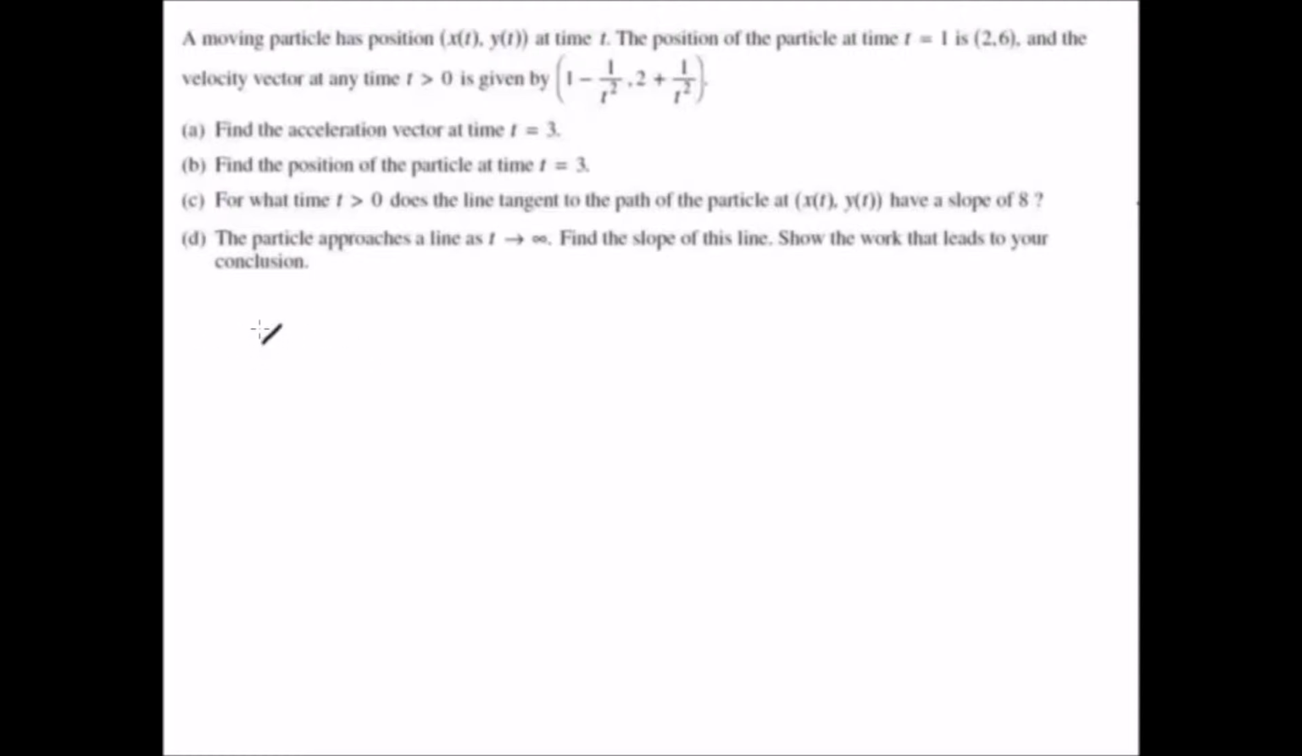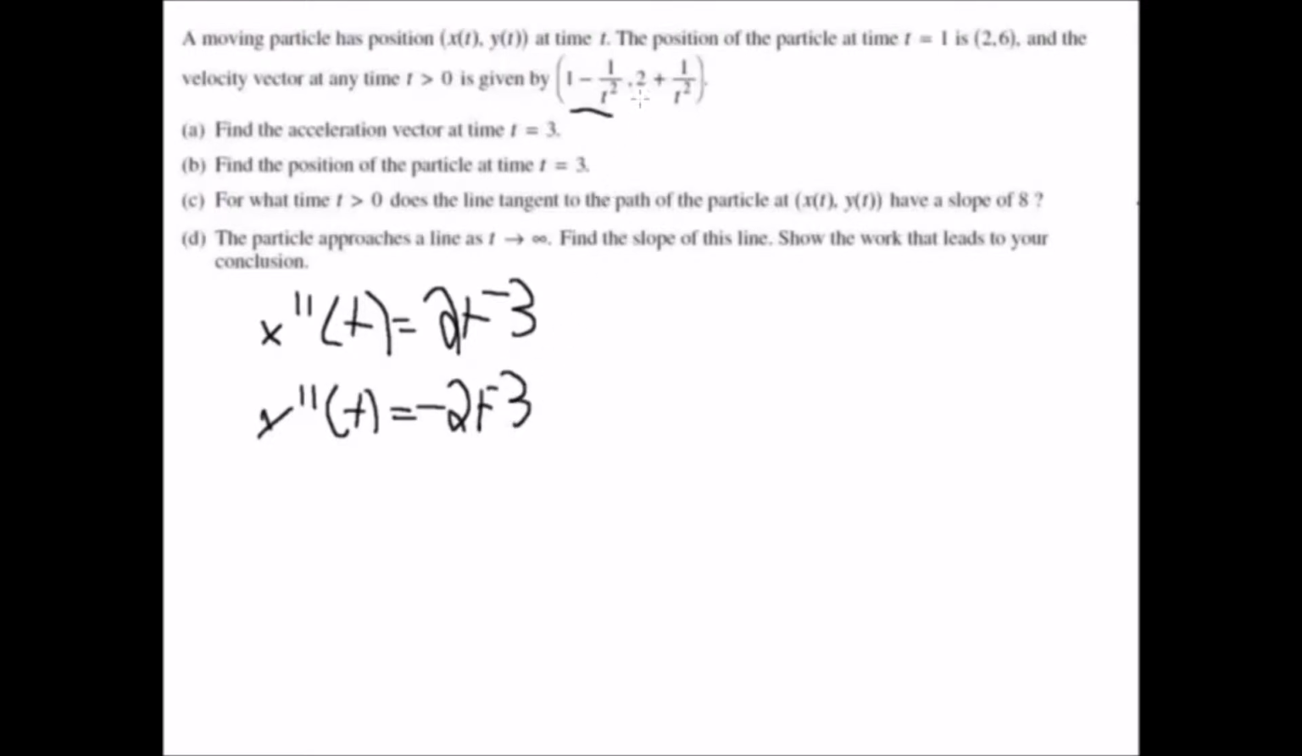So to do that, we get x double prime of t equals 2t to the negative 3. That's the derivative of this. Then we do y double prime of t is equal to negative 2t to the negative third. And that's the derivative of this. Because we were originally given velocity vectors, to find acceleration, all we have to do is take the derivative.